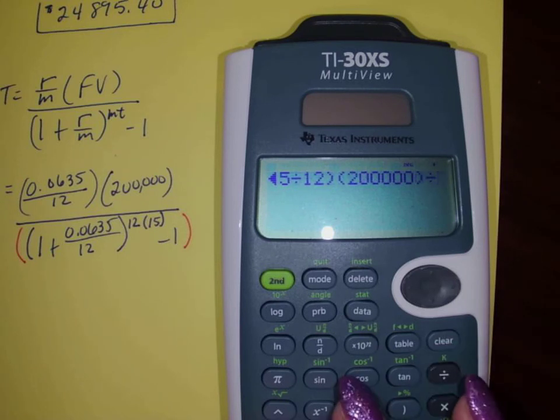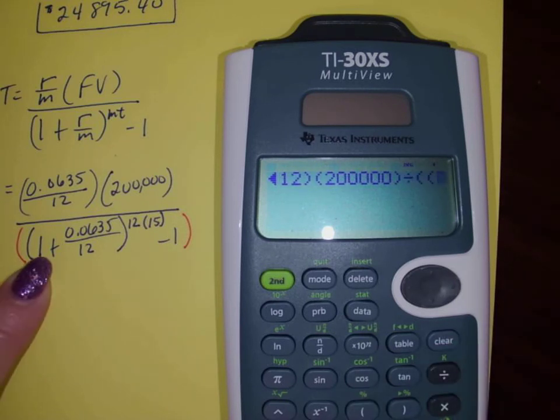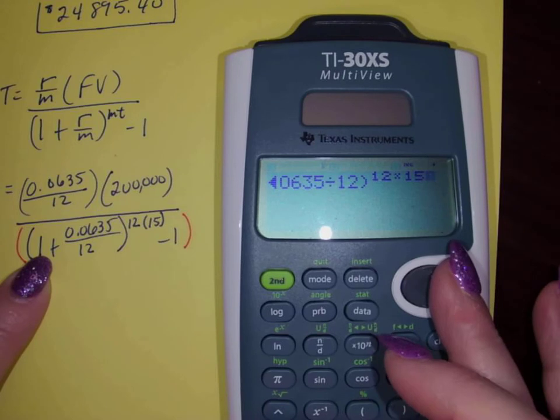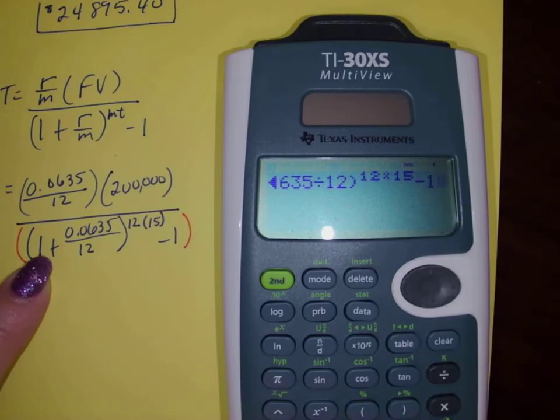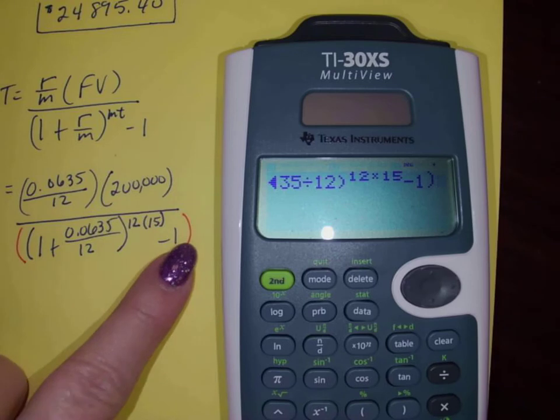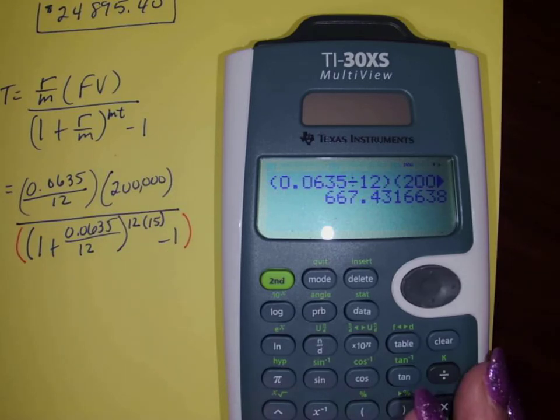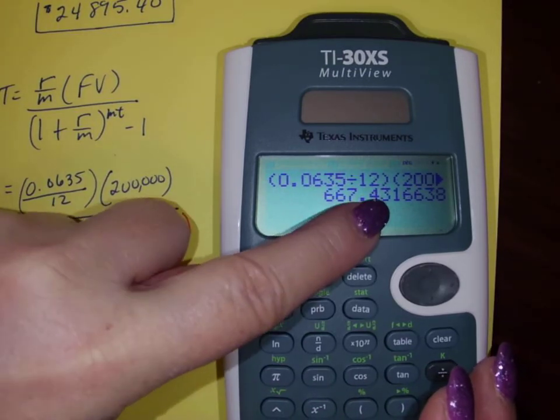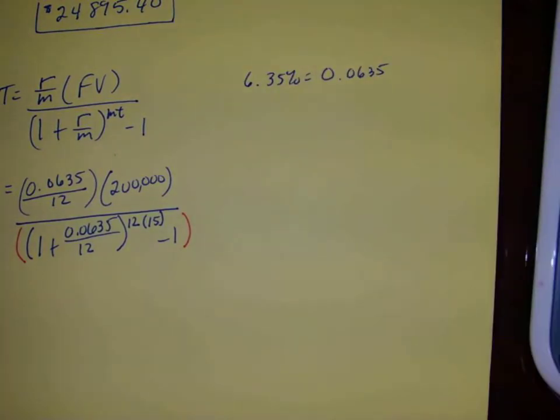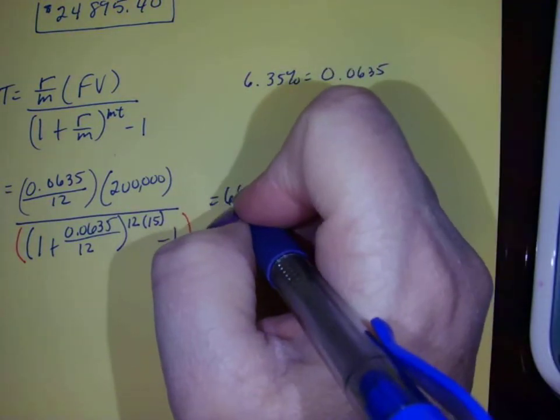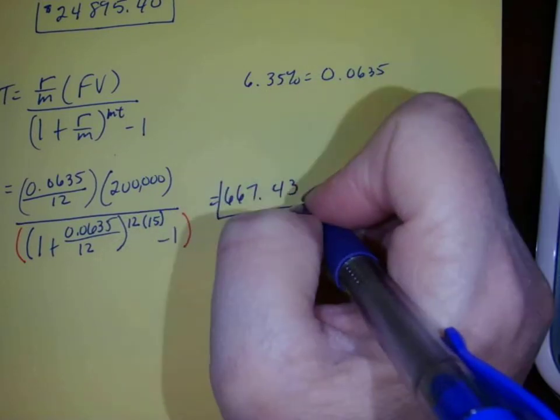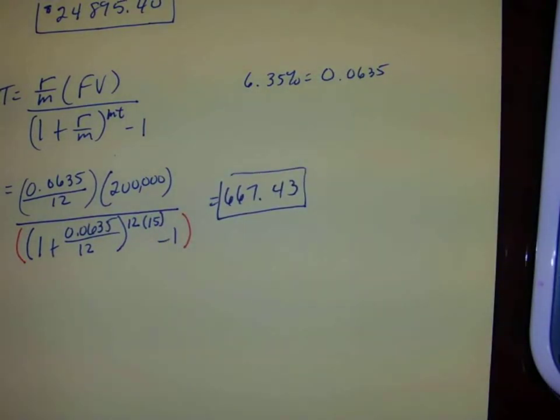And then divide by parenthesis, parenthesis, 1 plus 0.0635 divided by 12, close that parenthesis, raise it to the 12 times 15, bring it back down, minus 1, close your last parenthesis there. And we should get a payment of $667.43. So on this, those extra parentheses are super, super important.